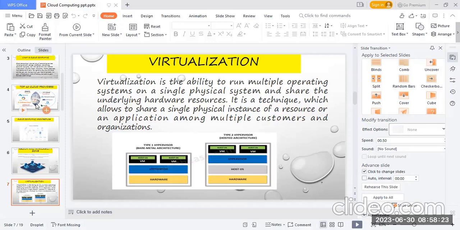The software which is used for virtualization is called the hypervisor software. Here on the left side, type 1 hypervisor is there, where we are doing virtualization of hardware. And at the right side, we are doing operating system virtualization, so that it can be accessed by the different employees from that company.